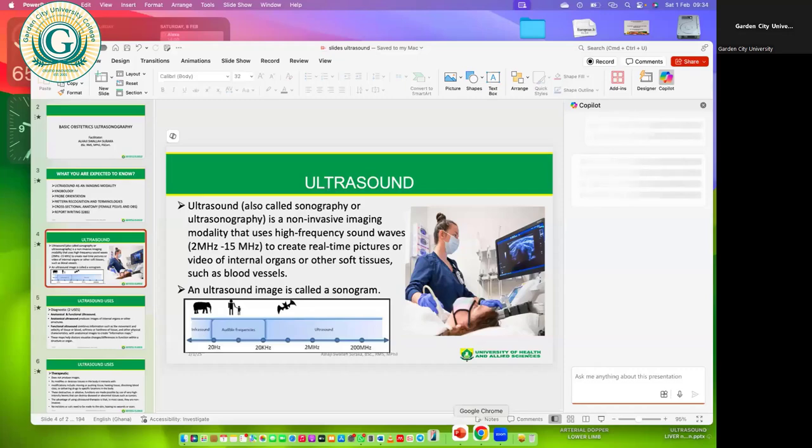And when it picks up that returning echo, we amplify it because most of the time they are of lower energy. It is amplified and then interpreted in various modes. The mode that is usually being used or is commonest is the B mode, the black and white mode that we usually see. So basically, that is the principle underlying how the ultrasound equipment works.